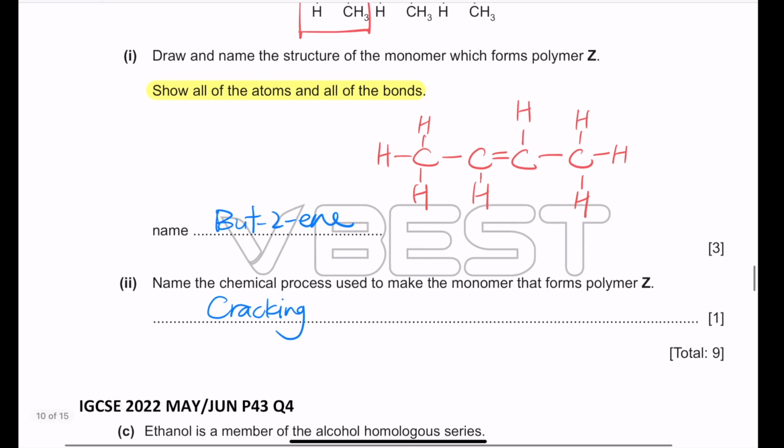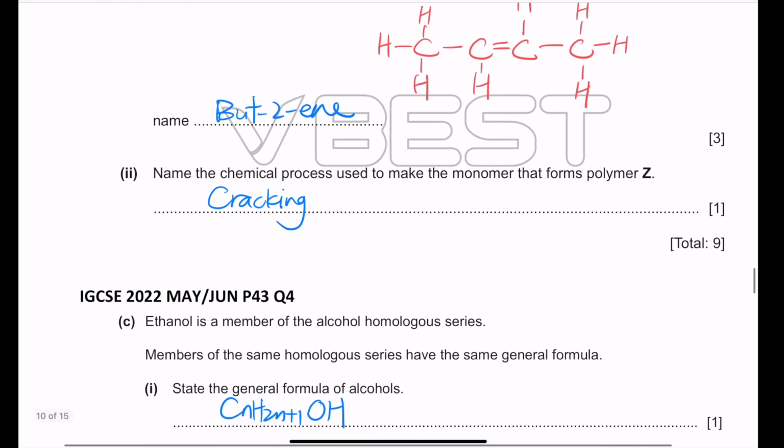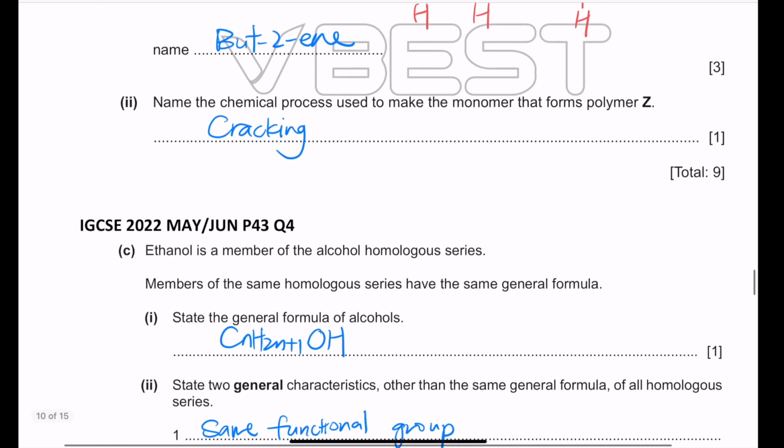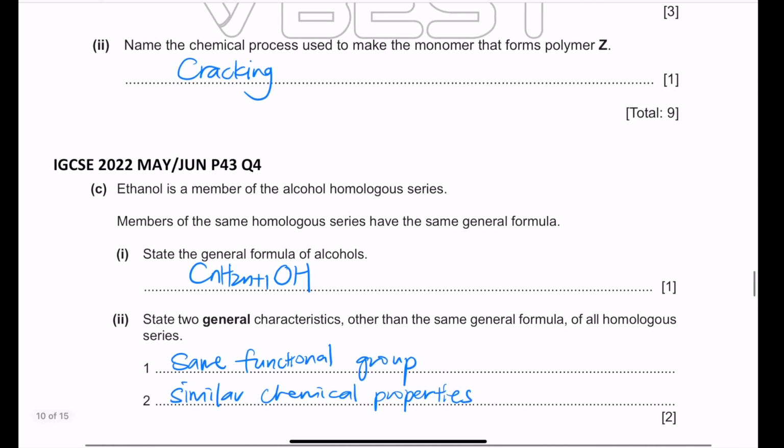Okay, so next one. General formula of alcohols, characteristics. Other than having the same general formula, what else? Same functional group, similar chemical properties, what else? One member to the next differs by a CH2 unit, or physical properties change in a predictable way.